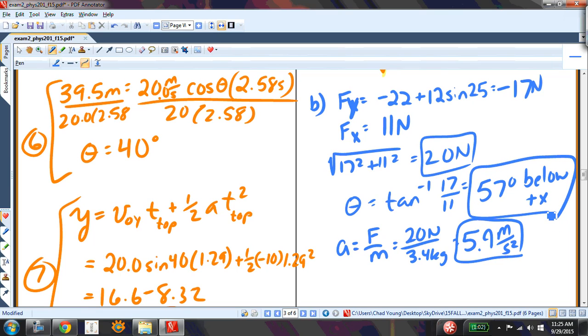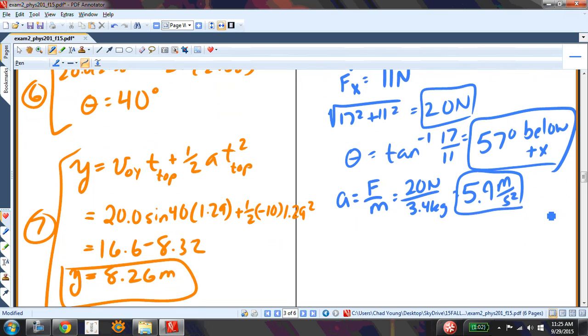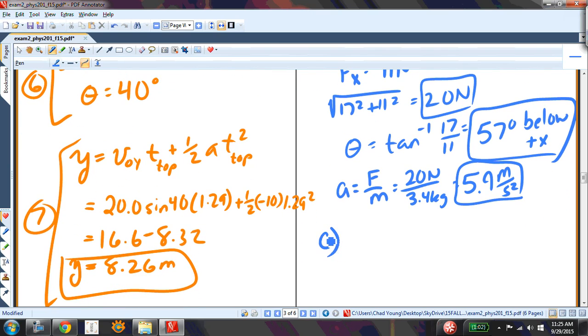And then I want to know, a third force brings the object into static equilibrium. What must the magnitude and direction of that force be? Well, you've already done all the heavy lifting here. I know that the magnitude of that force has to be 20 newtons, because it has to be opposite to the sum of the forces, and it has to be 57 degrees above the negative x-axis.